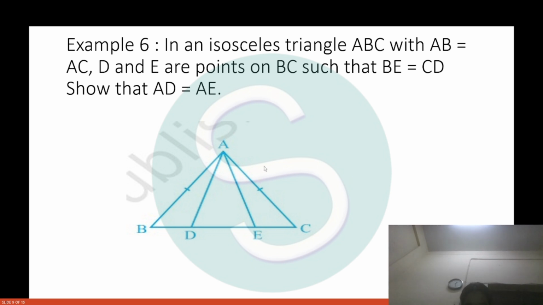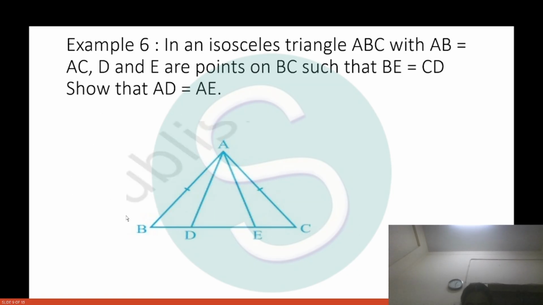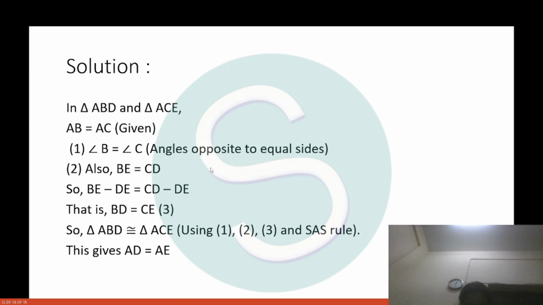If we subtract equal things from two equals, the result is also equal. So BD will equal CE. So in these two triangles, what is given to us? Firstly AB equals AC, then angle B equals angle C, and then BD equals EC. So by side angle side congruency, these two triangles are congruent. So by CPCT, AD equals AE.